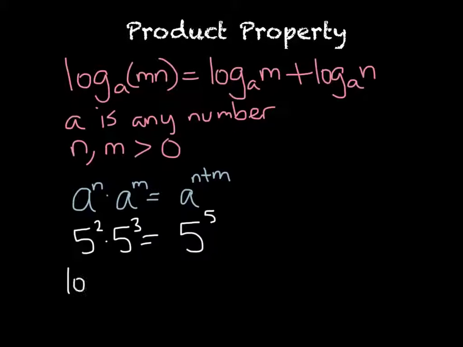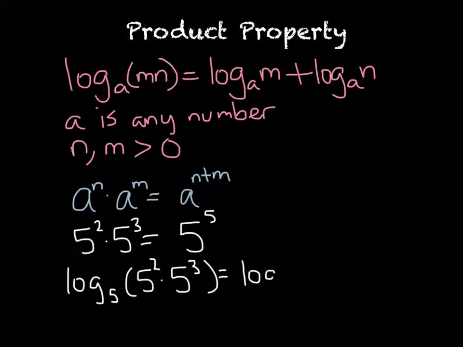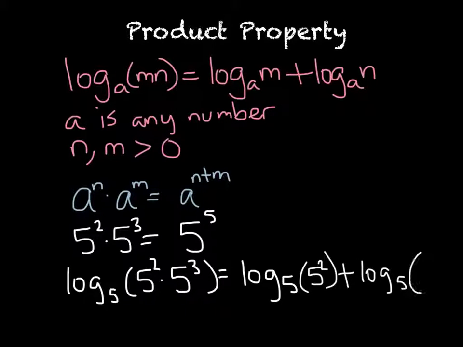or in logarithmic form, we would have log base 5 of 5 squared times 5 to the third is equal to log base 5 of 5 squared plus log base 5 of 5 cubed.